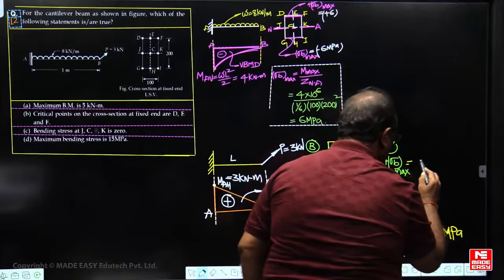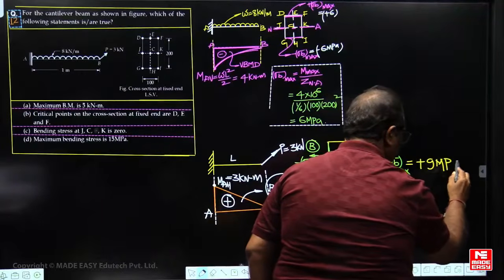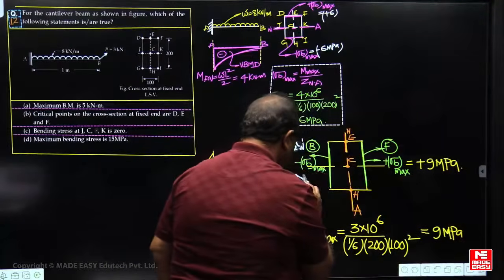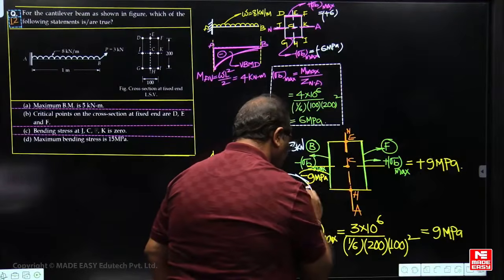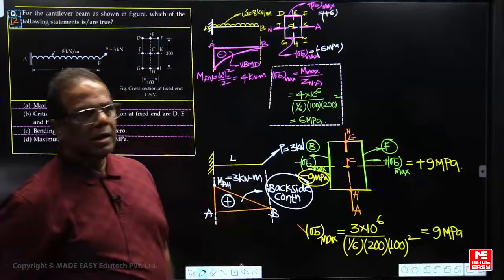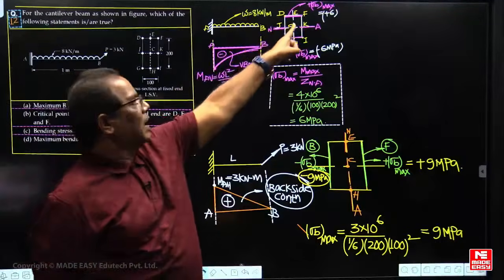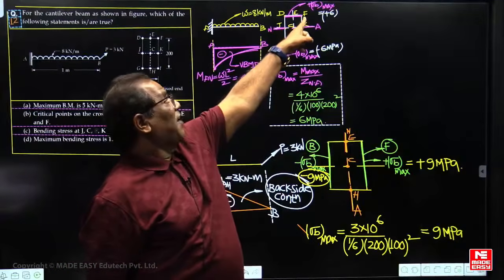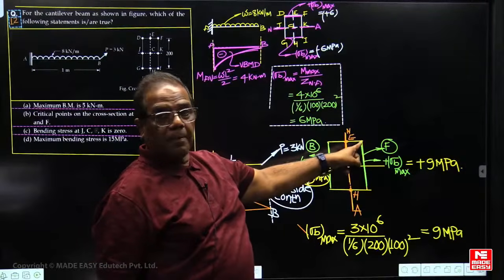So here the value is what? The plus 9. And here minus 9. Now which one is the critical point now? F is the critical point. Here F, what the value now? Plus 6. And when F is on the what now?